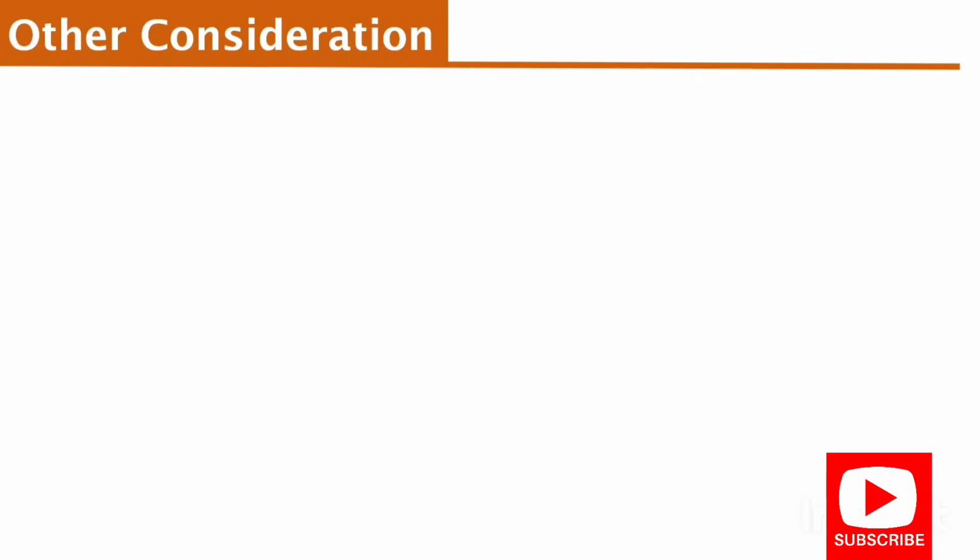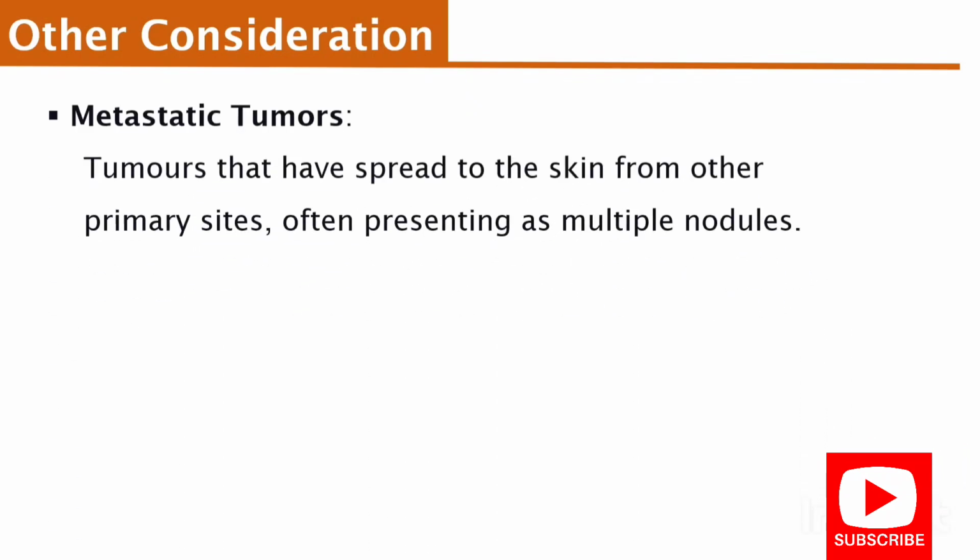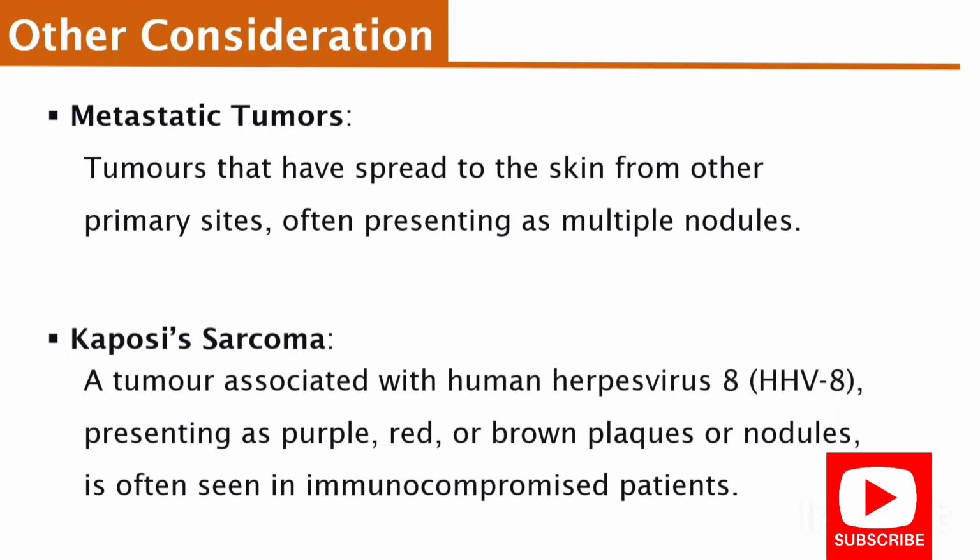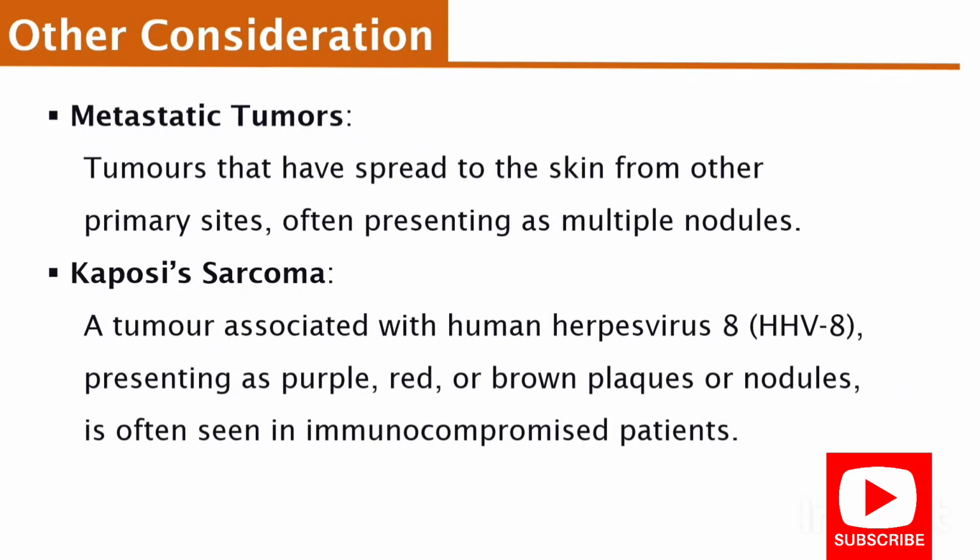So the other consideration could be what we call metastatic tumor, okay? Then it can also be what we call Kaposi sarcoma. So these are other types that may have a similar condition, similar symptoms to those of the skin tumor, which may or may not be malignant, as the case may be, okay?